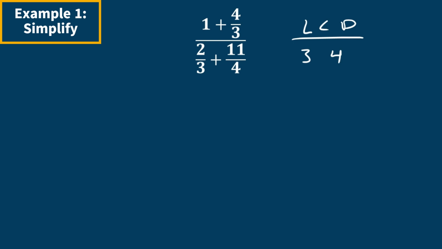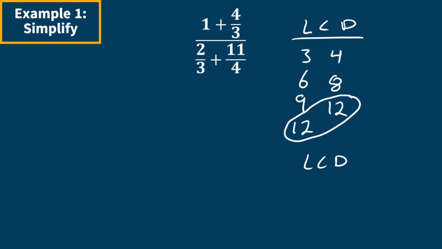So looking at 3 here, let's go ahead and do the multiples. So there's 3, 6, 9, and 12. And for the 4, it goes 4, 8, and then 12. Since they both have a 12, we can go ahead and stop. That's going to be our LCD. So LCD is equal to 12.